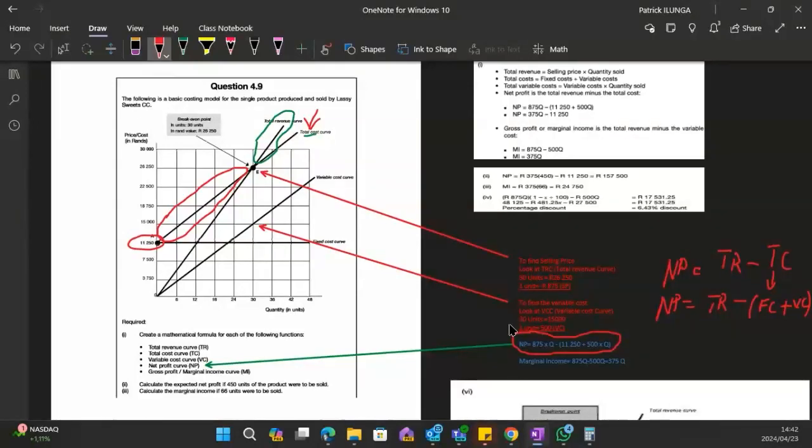So always start with the first formula, then you start to break it down. When you are breaking it down, you are doing mathematics already. So we know what the total revenue is. Let's break it down again. Total revenue equals selling price multiplied by quantity. Remember? Now let's move again. Minus, in brackets, fixed cost.